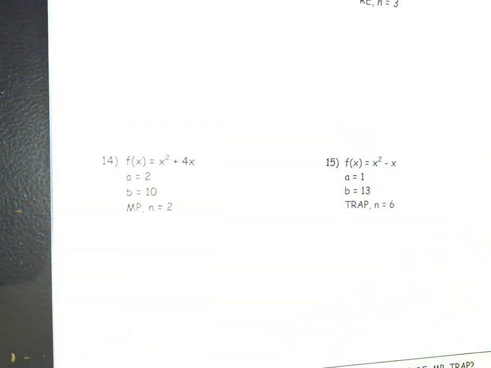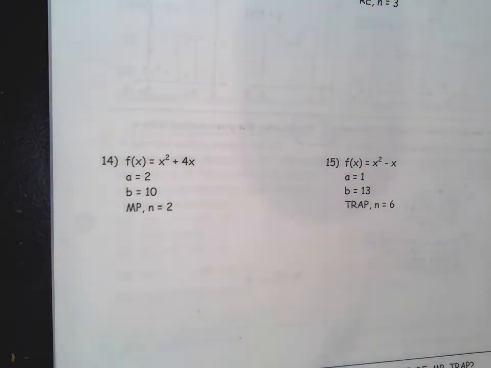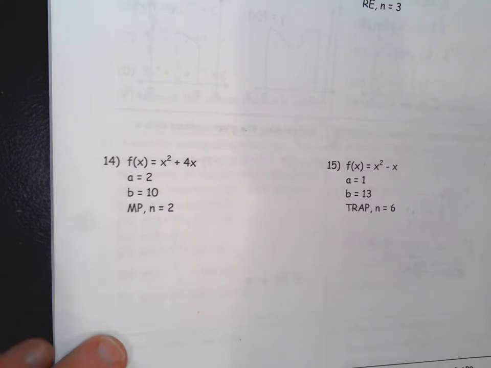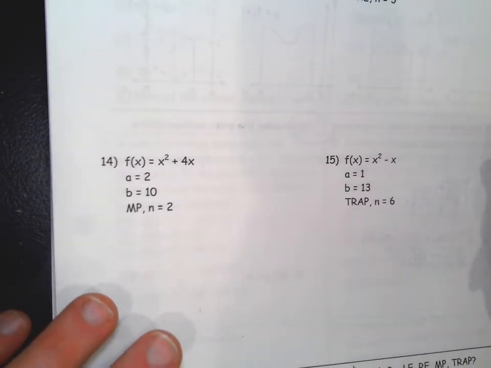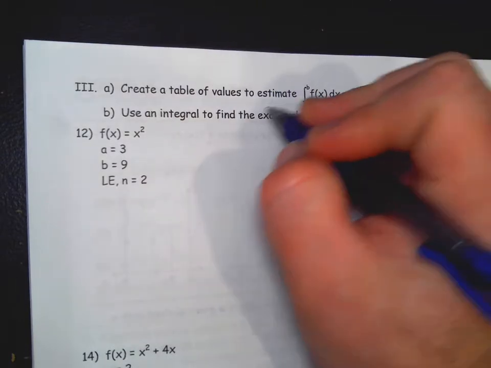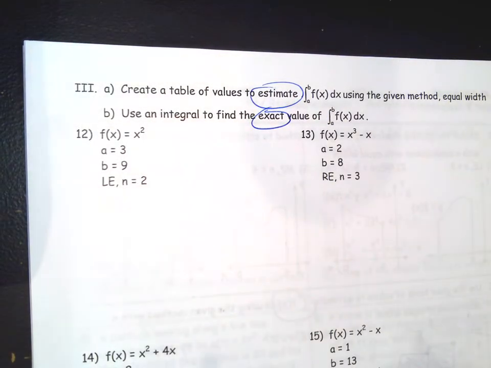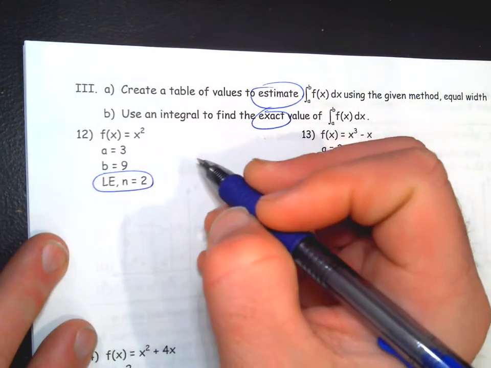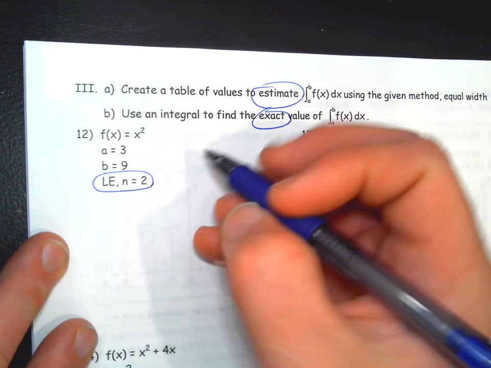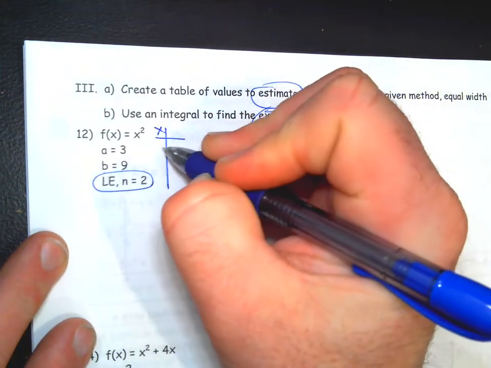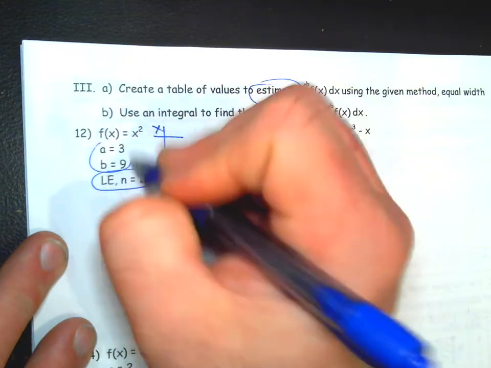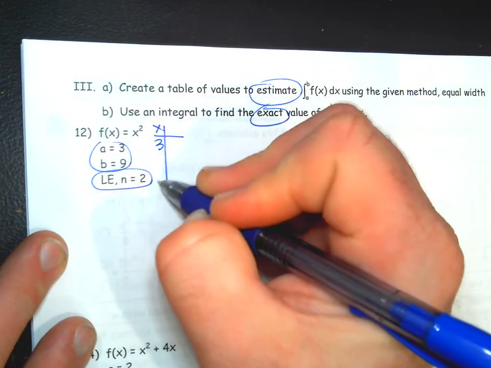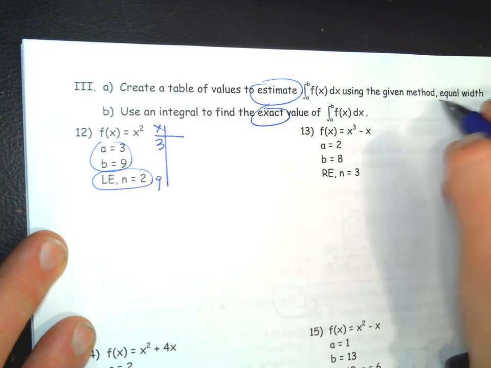On the back, this is a little different. It says create a table of values to estimate it. So we're going to make our own table of values because we actually have the function for part A, and we're going to estimate it. And then part B, we're going to find the exact answer, just as a nice comparison. So if we're doing left-hand with 2 subintervals, we can make a little table. And we're starting at A, going from A to B, and we're doing equal width slices.